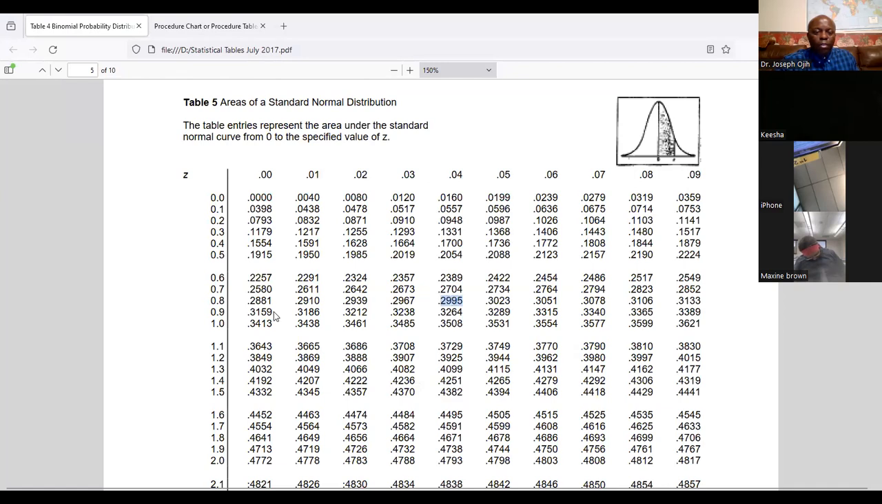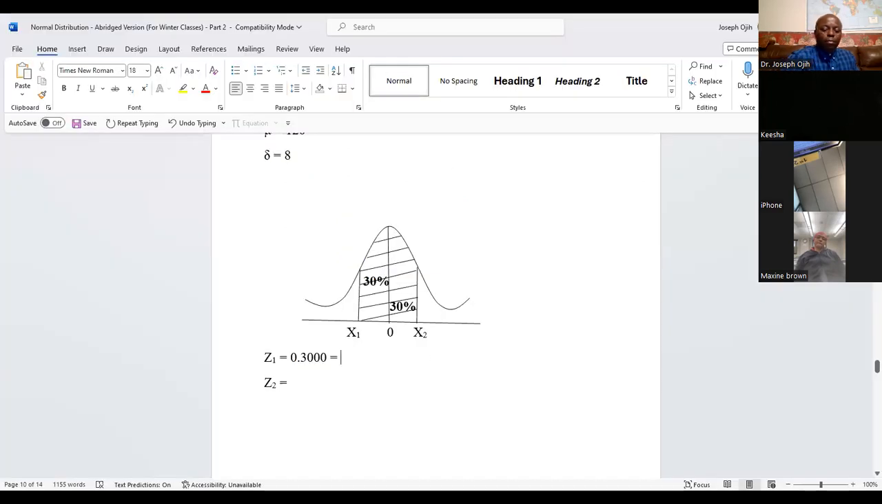If you follow it to the left, 0.8. To the right, I mean up, 4. See, if you look to the left, 0.84. So you have 0.84. Now, because it's for X1, on the left side, you make it negative 0.84. Okay.